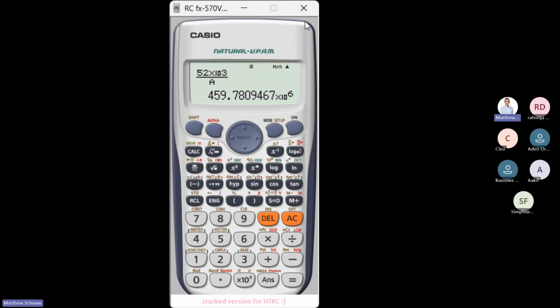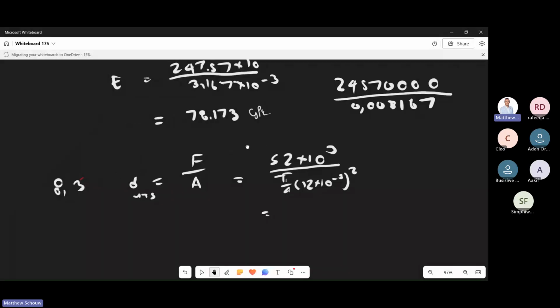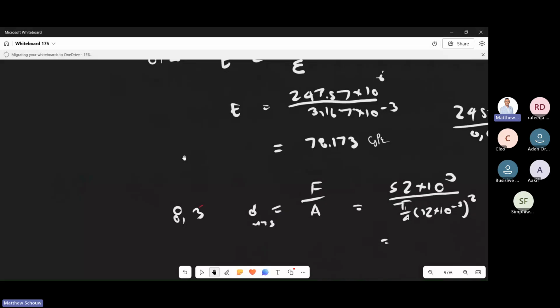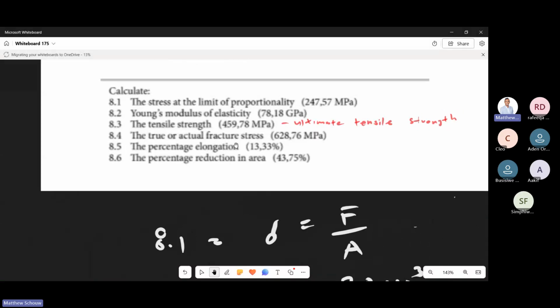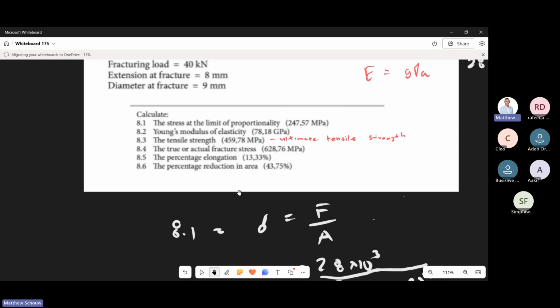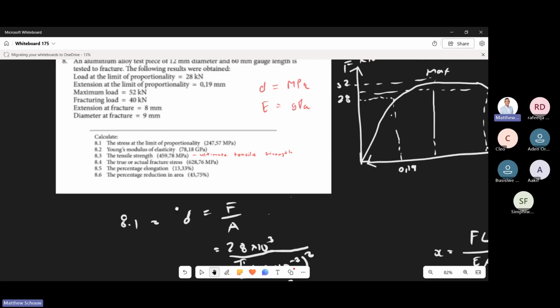Perfect. Okay. So we have, you got this answer? Let me share again. Let's go back. Okay, I'm not going to write it down. You guys can do that. So the next part of the question is the following. Now they want a true or actual fracture stress, right? This is not a metric we typically use in practical things. It does mean something, but nevertheless, let's quickly work it out.